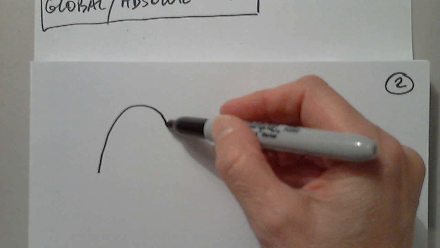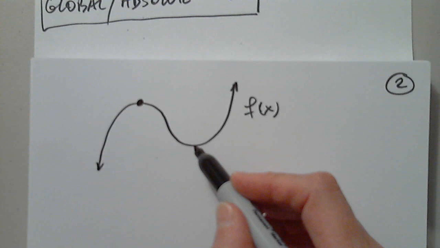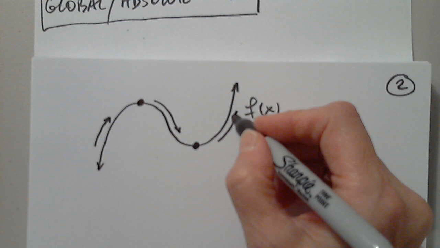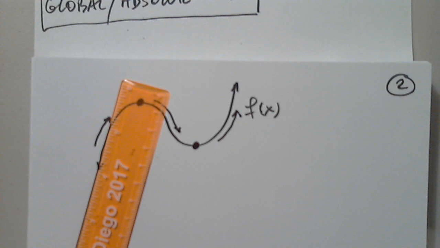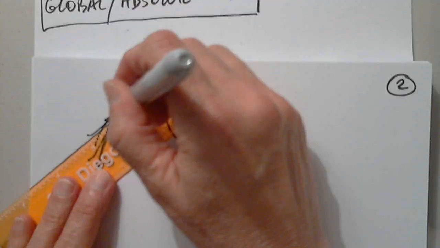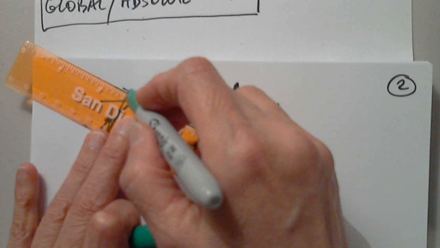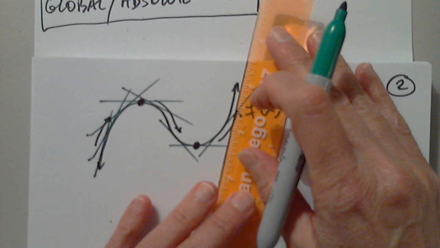So this is our f of x. I'm sure you notice these points. I know you notice that the function is increasing here. It's decreasing here, and it's increasing here. I know you noticed that. Then I'm going to look at something that we've known for a while. Tangents. More than enough. Okay.